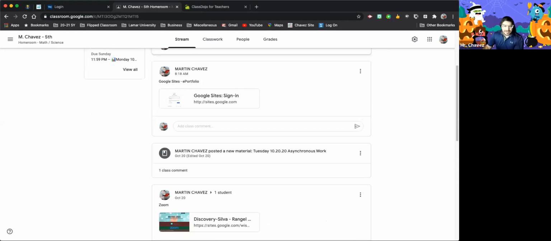We're going to be making an e-portfolio. And what an e-portfolio is, guys, is going to be a document. It's like a folder where you're going to put all your work into it. So everything that you find valuable, everything that you learned this year, you're going to put inside your e-portfolio, inside your website. Okay, so that's what that is.